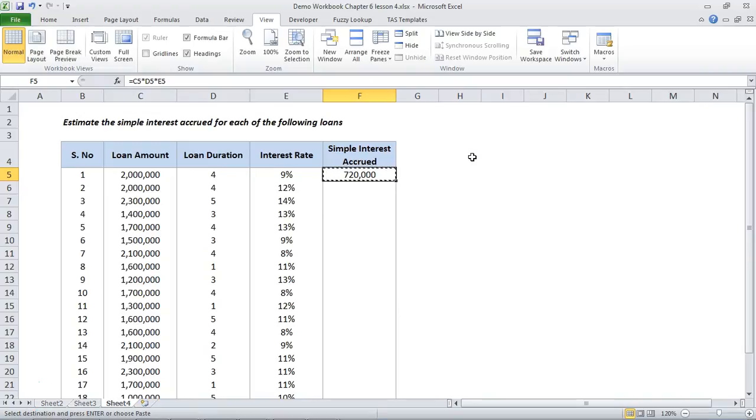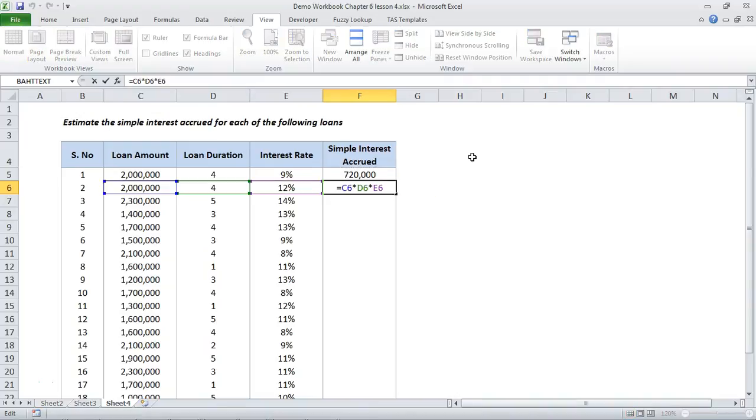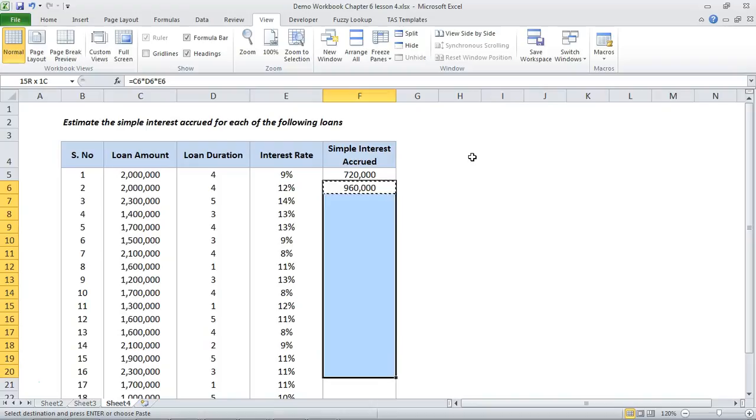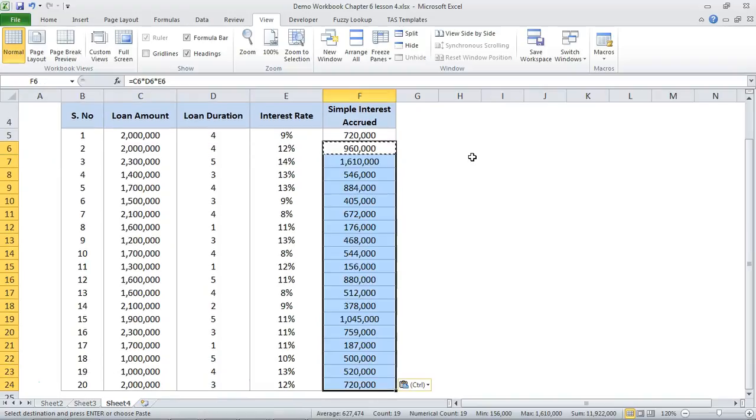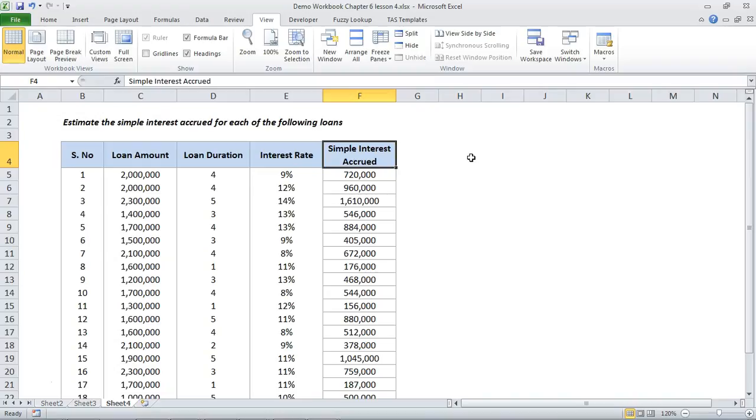Now when you copy this formula and paste it in cell F6, you can see that the formula has updated automatically to give us the simple interest for the second row. Similarly, you can copy this formula and paste it in all the rows to calculate the simple interest for each and every row. So that's the beauty of formulas that use cell references. The formula gets updated automatically and therefore can be replicated in different parts of the workbook.